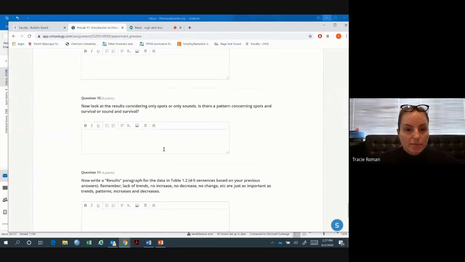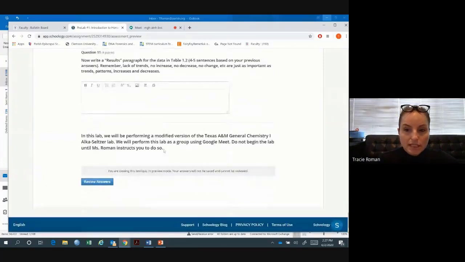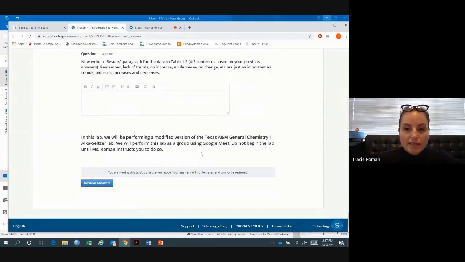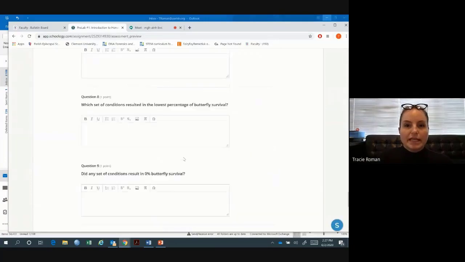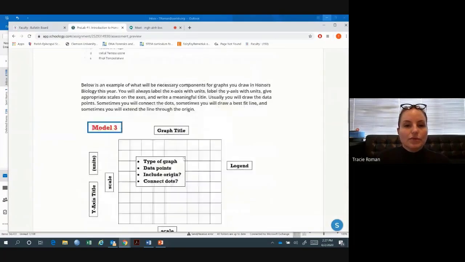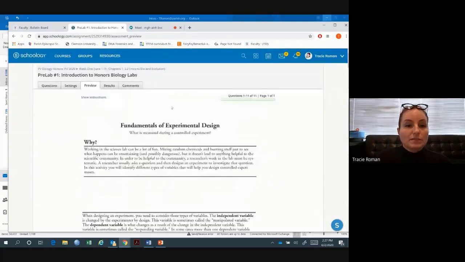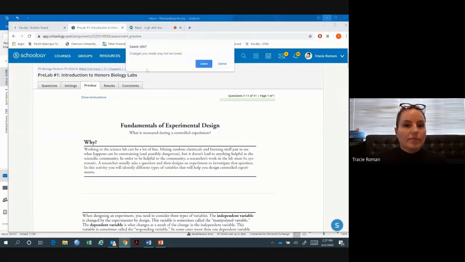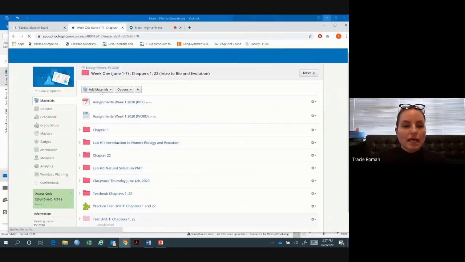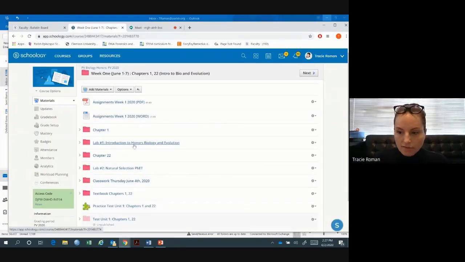So I've given some sample questions, and then I just tell you the kind of lab we're going to do. This is a variation of Texas A&M's general chemistry course, and it is a review of experimental design. What's the independent variable? What's the dependent variable? How do you collect data? That kind of thing.